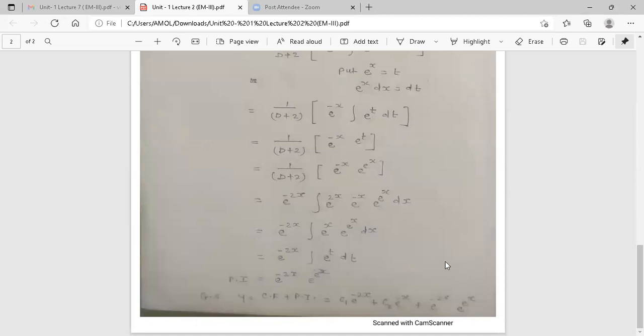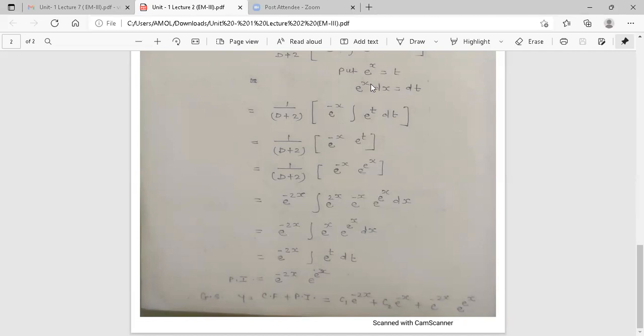Now solve for D plus 2. Again use the third formula of the general method: e raised to minus 2x into, inside the integral, e to the power 2x, and your f of x is this function now, e raised to minus x into e to the power e raised to x. Now the base is same, so addition of indices: 2x minus x is x. So the term is e to the power minus 2x into integration e to the power x into e to the power e raised to x dx. Now how to solve this integration?